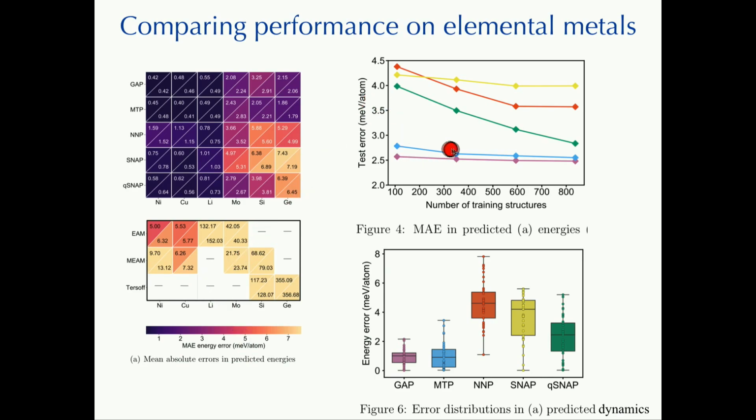Here are the learning curves as a function of the number of training structures, and you can see significant differences. Each set of training sets is exactly the same. Here are the error distributions in predicted molecular dynamics runs. So there are significant differences between these methods. GAP and MTP come out very well out of this, right? So here are these GAP and MTP here. I think GAP has a complete basis set, and MTP has very carefully tuned basis sets.